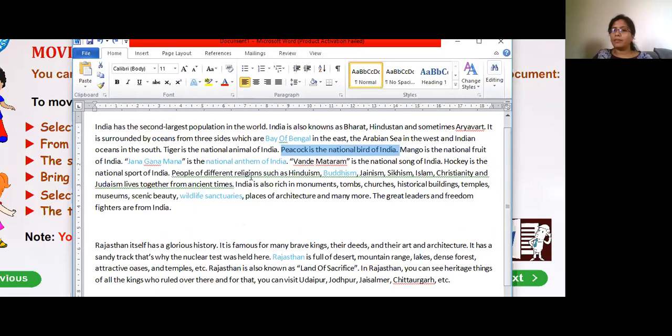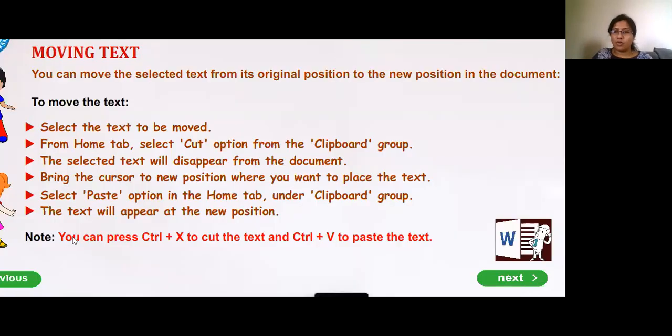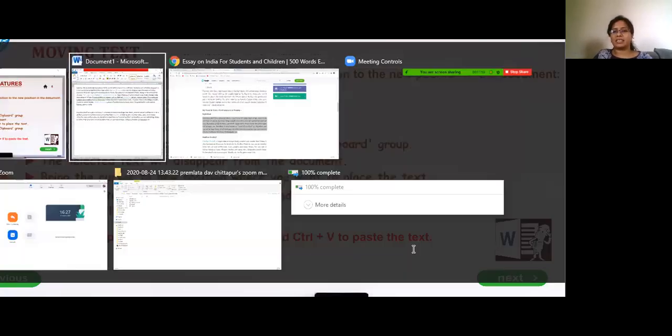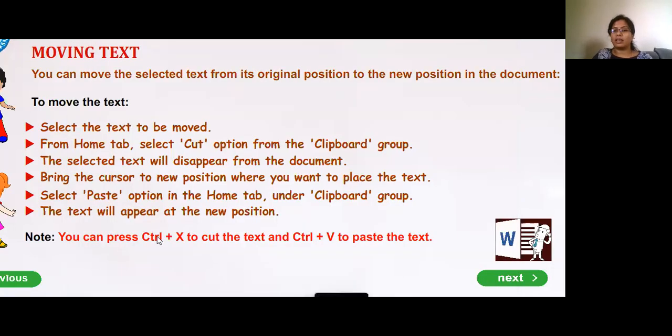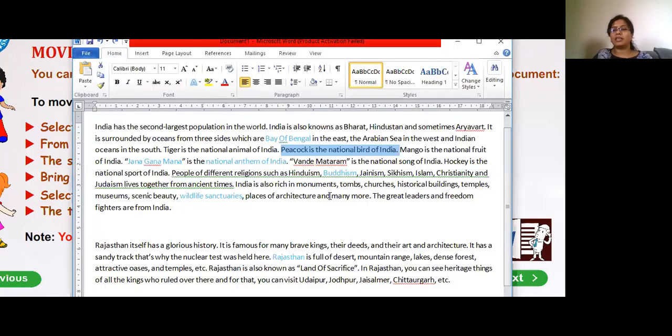I'll undo here. Now what they said: note, you can also press Ctrl X to cut the text and Ctrl V to paste this text. So I will not go to the clipboard. Using this shortcut, Ctrl X and Ctrl V, I will do it. Ctrl X is for cutting, Ctrl V is for pasting.